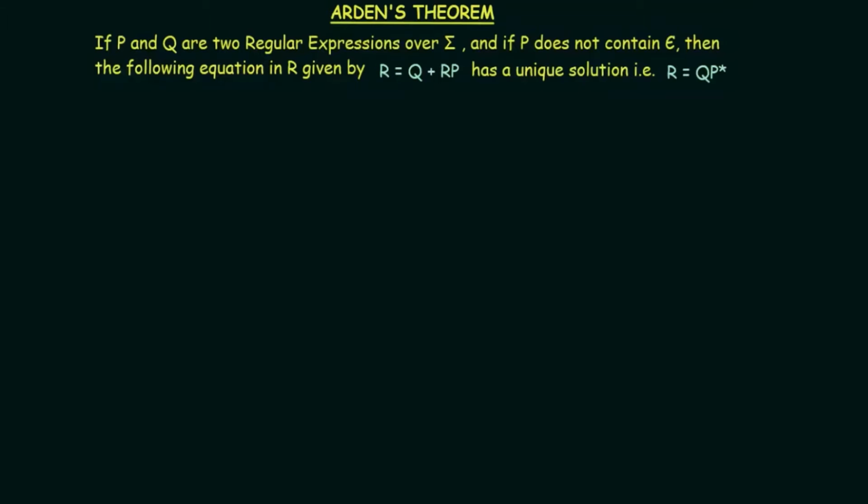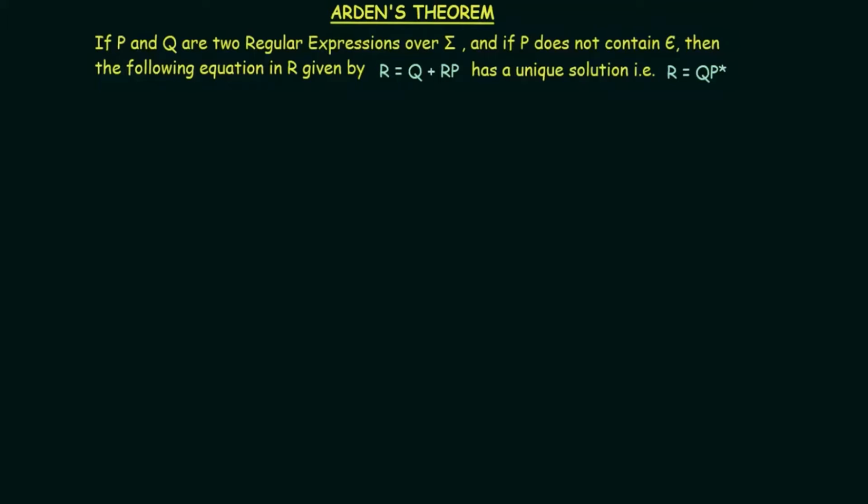This is called Arden's theorem, which states that if P and Q are two regular expressions over sigma, and if P does not contain epsilon, then the following equation in R, R equals Q plus RP, has a unique solution, that is R equals QP star.